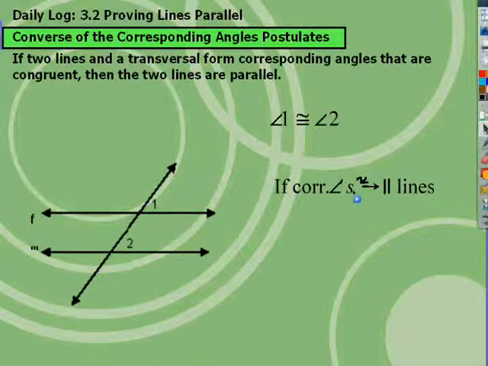So which lines are parallel here? Well, L is parallel to M. Alright, on to the next converse.